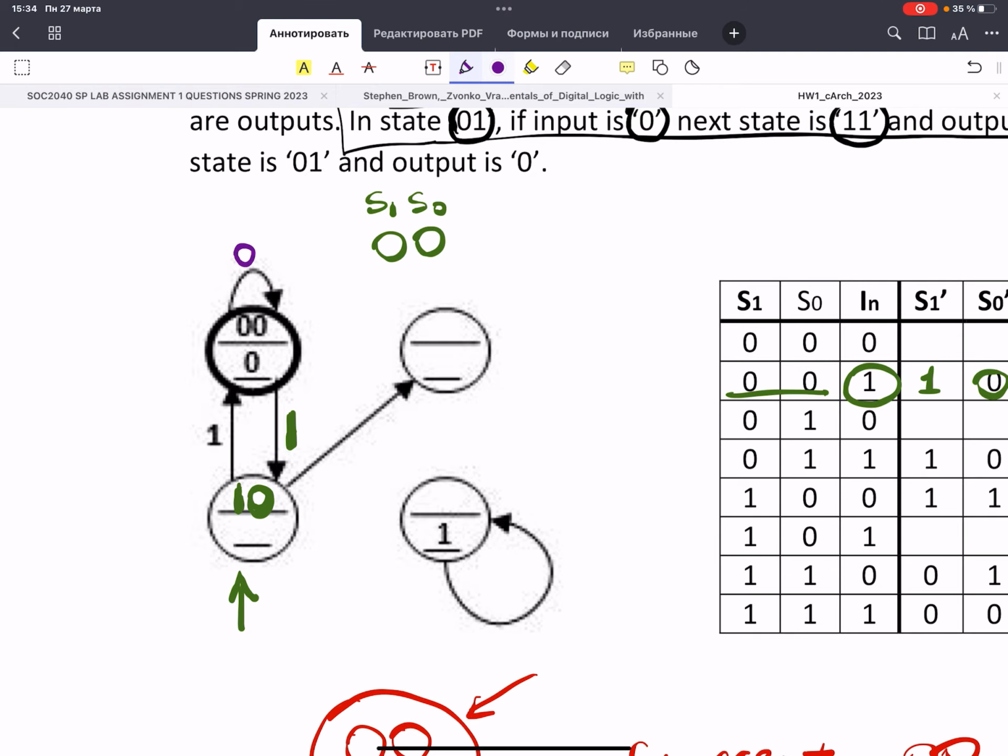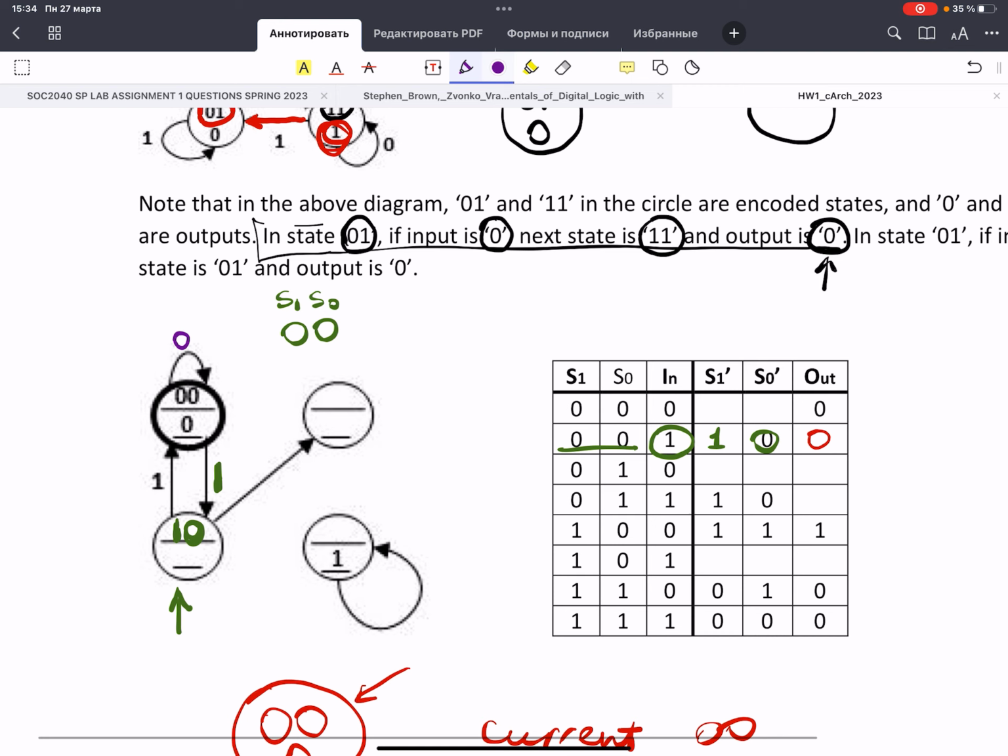As you see, if the state is 0, 0 and the input is 0, the next state is 0 and the output is 0. Since 0, 0 with input 0 is given, we already know the output is 0. And again, as you can see, this arrow is pointing to itself, so the next state is again itself, 0, 0. I guess it's pretty understandable.